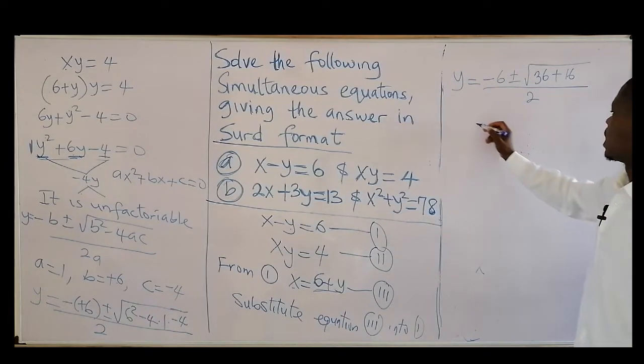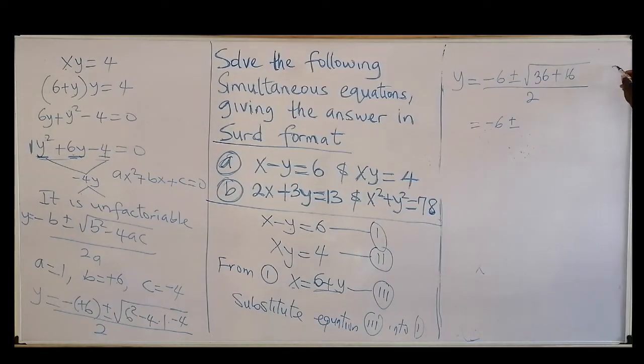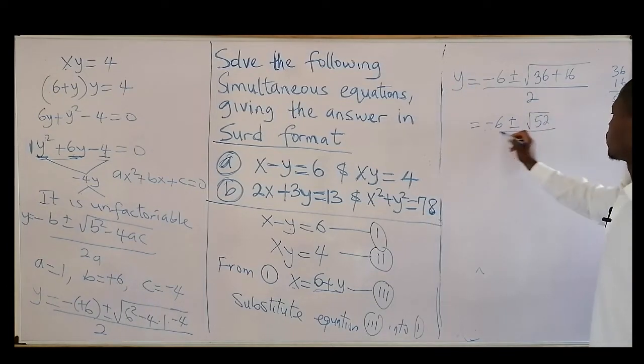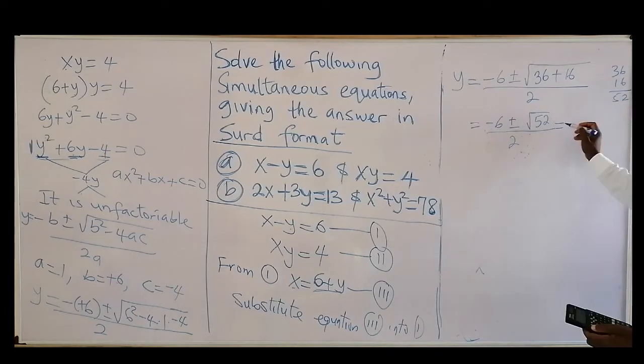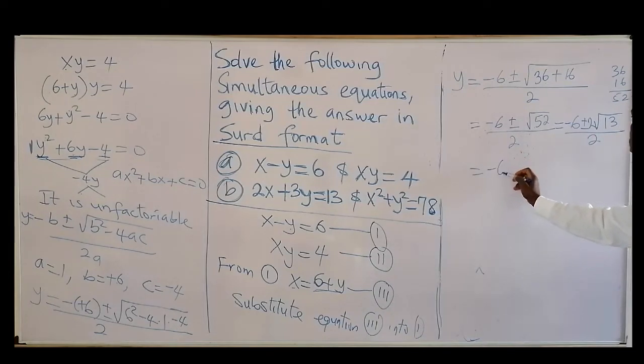So we now have minus 6 plus or minus the square root of 36 plus 16. 36 plus 16 is 52, that's the square root of 52, all over 2. The square root of 52 is 2 root 13. So we have minus 6 plus or minus 2 root 13, all over 2.